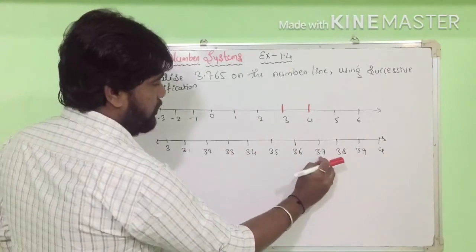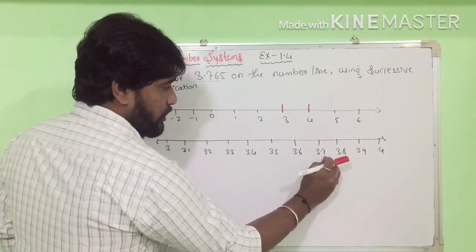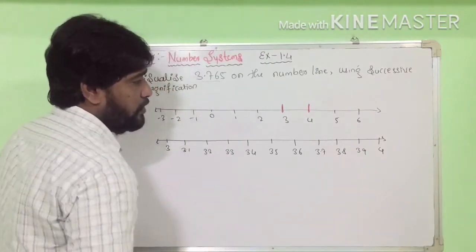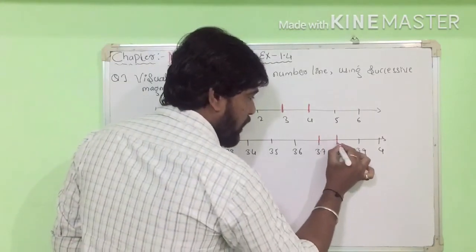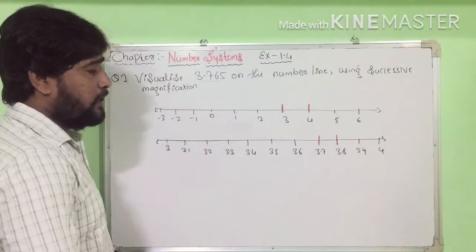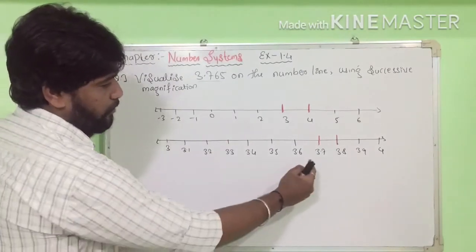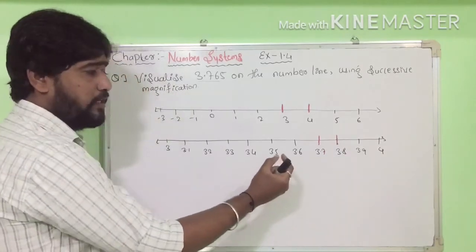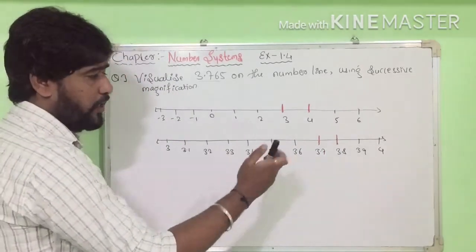So now this number lies between 3.7 and 3.8, because 3.76 is there, right? So now magnify this interval between 3.7 and 3.8 and divide it into 10 equal parts.